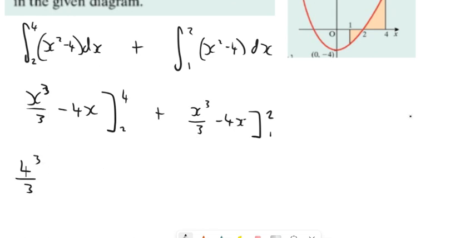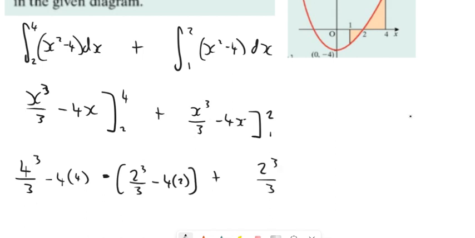So 4 cubed over 3 minus 4 times 4, minus, and then it's putting in a 2, so 2 cubed over 3 minus 4 times 2. Then plus, so it'll be 2 cubed over 3 minus 4 times 2, and minus, and it'll be 1 over 3 minus 4 times 1.